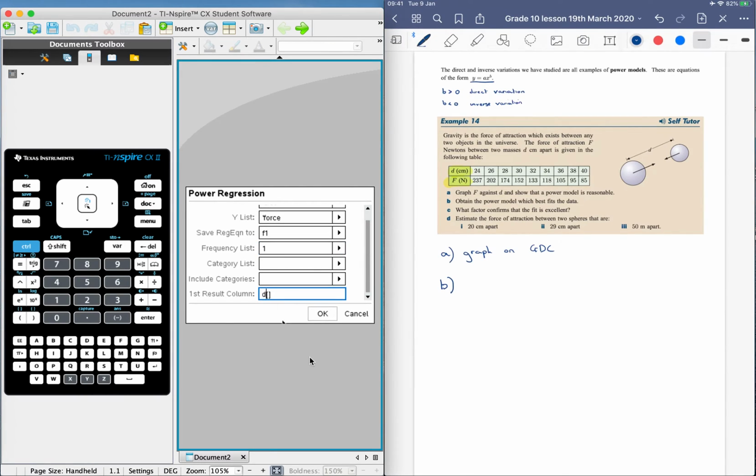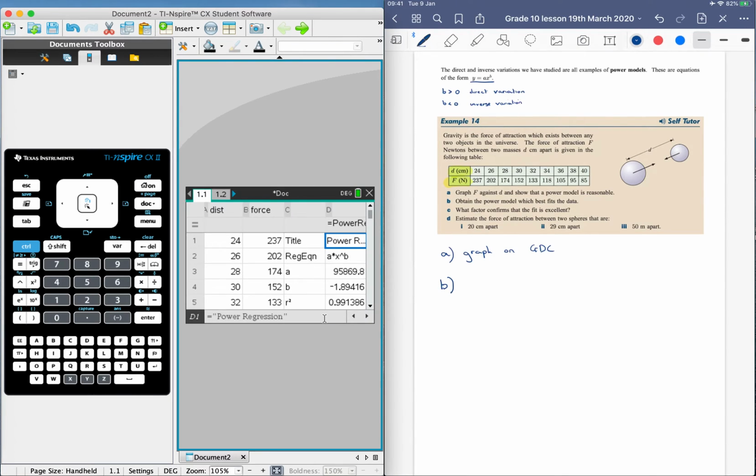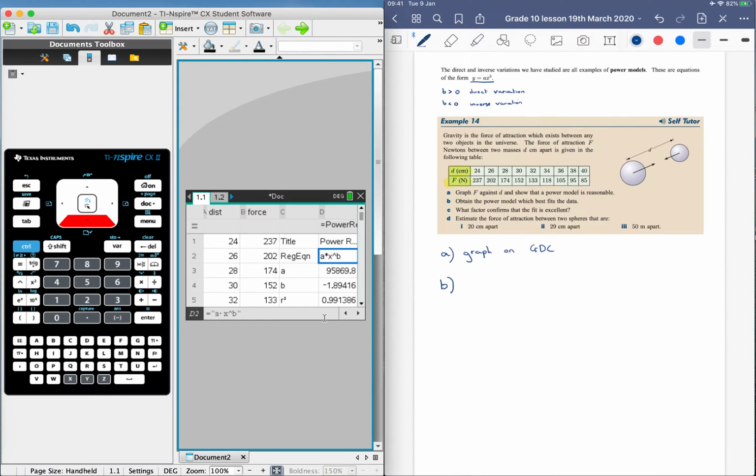That's not really an issue. Maybe I'll just shift it across to C, so it's next to, so I've got quite a small screen here. And here we are. So we've done the power regression. This tells us the format that our regression line is in, so it's something x to another power, where that first thing is A, and that's this number. So I'm going to write that as 95869.